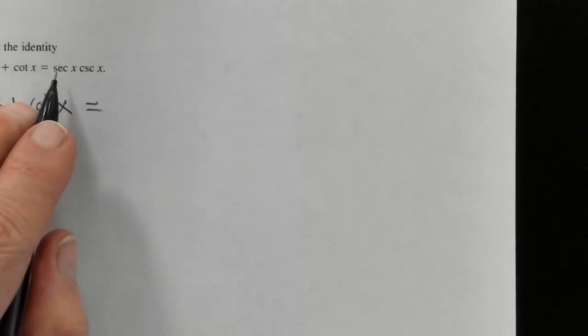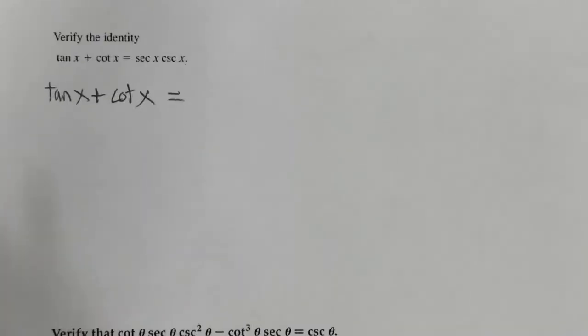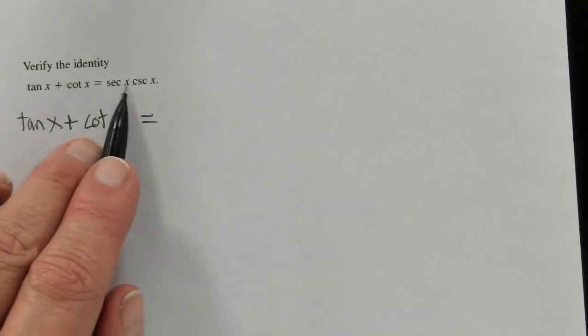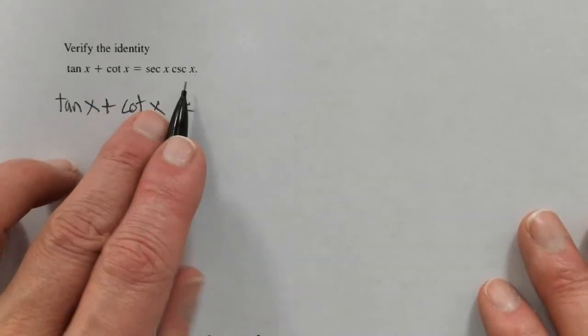We're starting with tangent x plus cotangent of x, and we're trying to arrive at secant x cosecant x. We're trying to show that these are equal. By the way, if you just picked a value for the angle and put it in, you would see that they are the same. So that's a way to make sure that you're satisfied in your own mind that they are equal. But now we actually have to verify it.